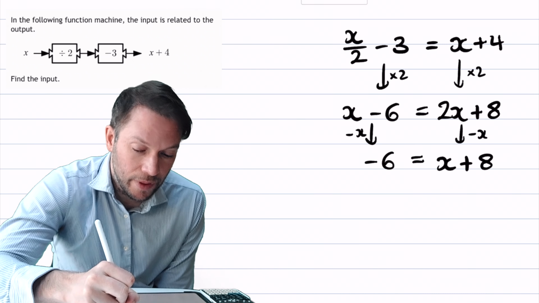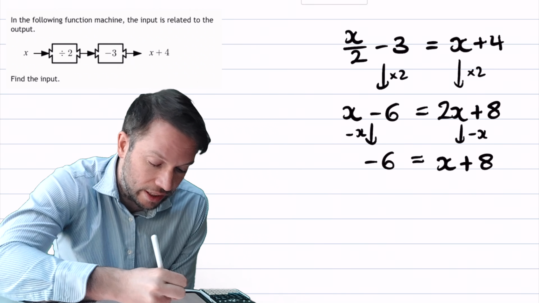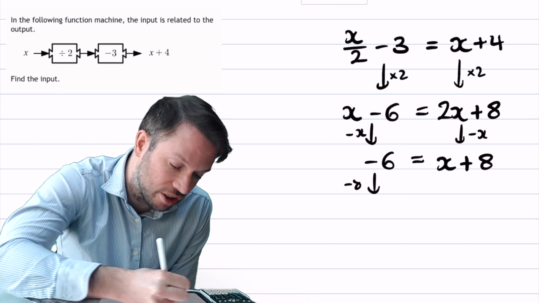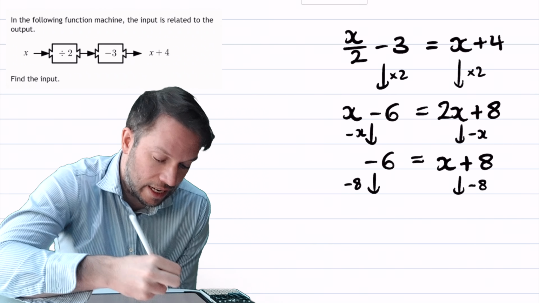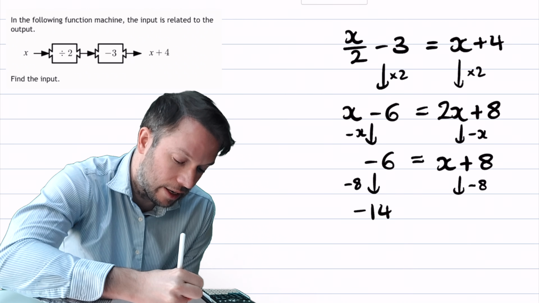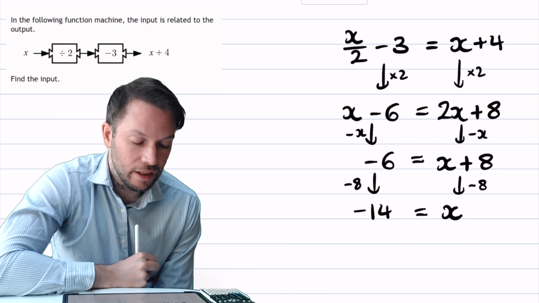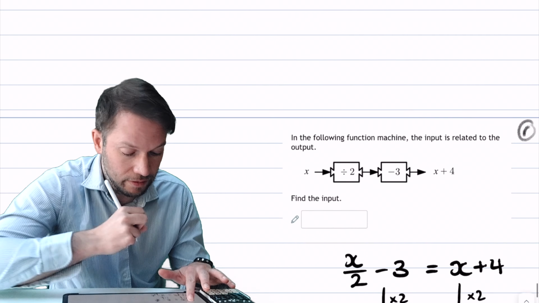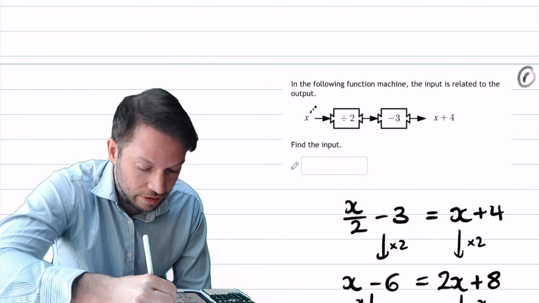Now finally, I've got this plus 8 after the x, so I do the opposite to get rid of it. I subtract 8 from both sides of the equation. So minus 6 subtract 8 is minus 14, and on the right-hand side, the minus 8 cancels out the plus 8, leaving x. So I've got x is negative 14. So x is negative 14. So this x here is negative 14.